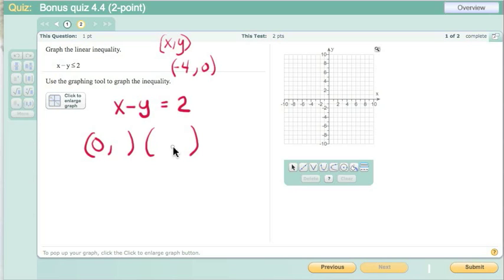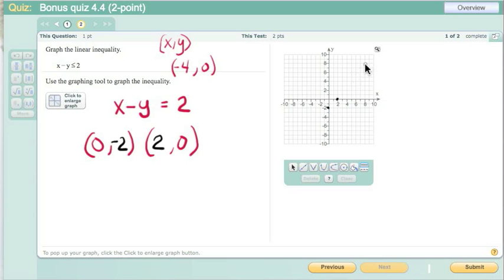We let x equal 0 and we let y equal 0. Notice when x is equal to 0, this is going to vanish. And we multiply both sides by negative 1 and we get y is equal to negative 2. That's the y-intercept. When y is equal to 0, this vanishes. We can just read off what x is. X is equal to 2. And since 2 points define a line, I'm done.